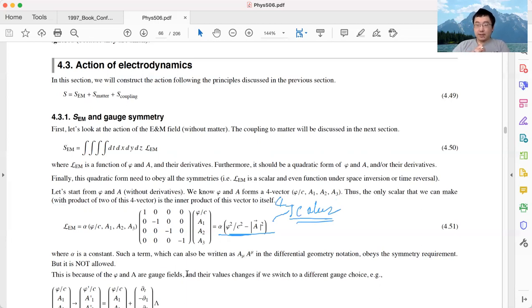And unfortunately, this term is not allowed. This term is prohibited. From the Lorentz boost point of view, this term is okay. It is invariant under Lorentz boost, so Lorentz boost is fully happy with this term. However, this term violates another very fundamental and very important principle, that is gauge symmetry, or the so-called gauge invariance. Let me explain that.